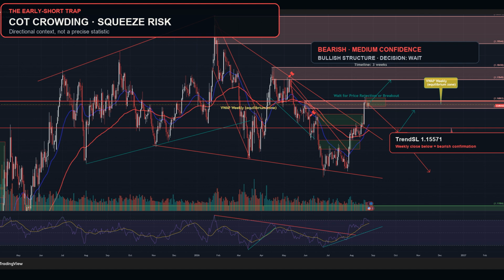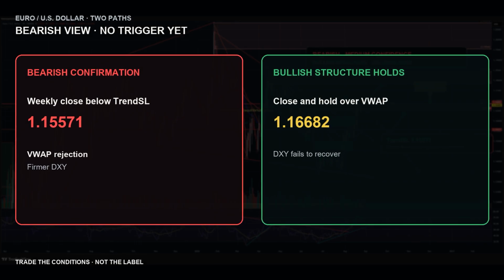Positioning adds another layer of risk. The available COT signal indicates that leveraged funds are heavily short while price continues to rise, a mismatch that can fuel a short covering squeeze. The source data do not include a confirmed report week or an exact net position figure, so that signal must remain directional evidence rather than a precise standalone statistic.